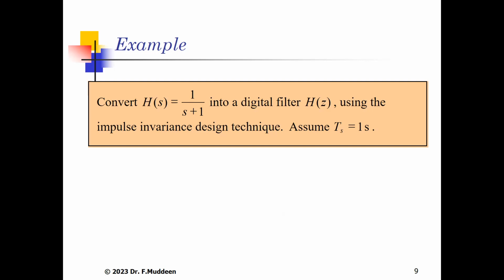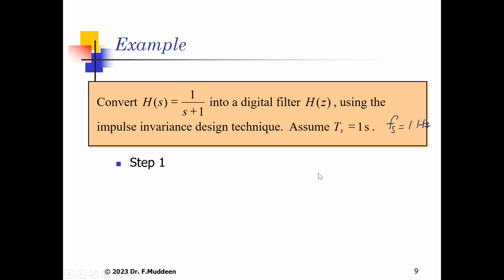And I'm telling you to use a sampling period of 1 second so that Fs is also 1 Hertz, therefore. Right? Very, very basic problem. So how do I get from H(s) to H(z?)